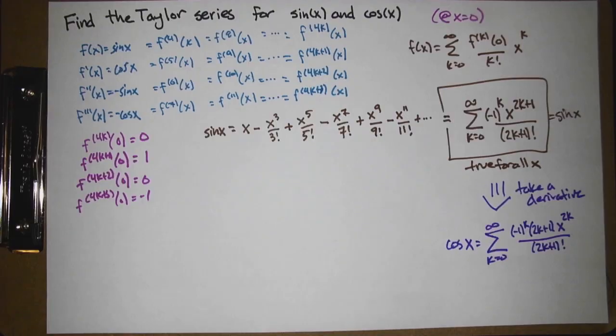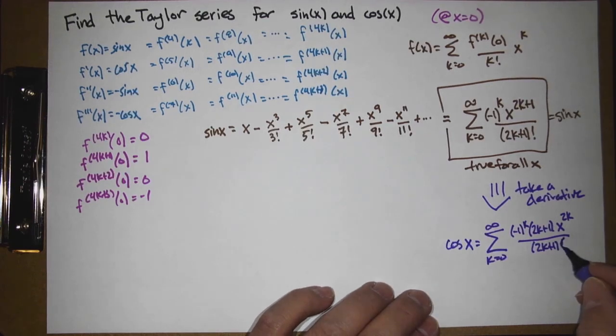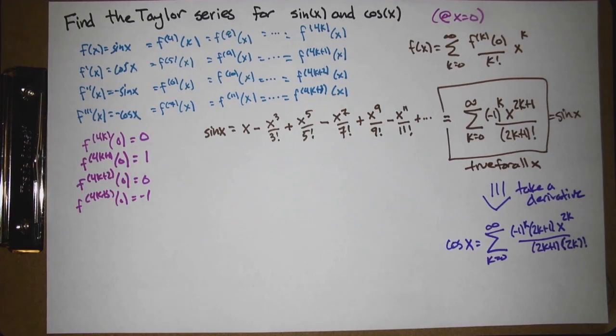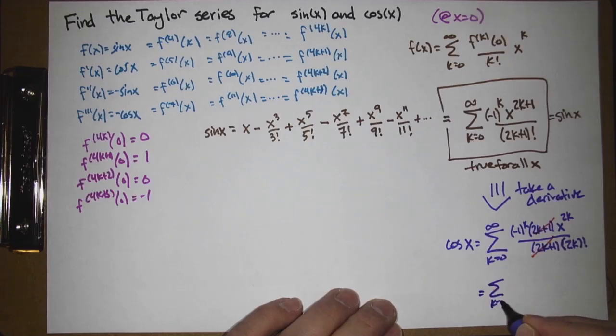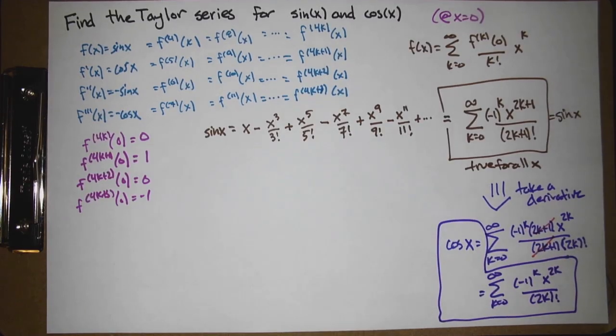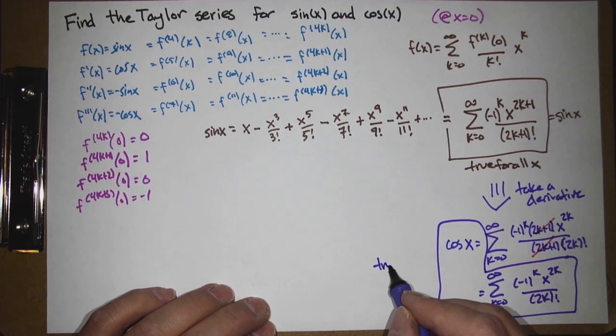But is there another way to write 2k plus 1 factorial? Let's think about what we've been doing with things like that ratio test. Yes, we can pull out a term and write it as 2k plus 1 times 2k factorial. And as if it was meant to be, those cancel out. And we get the following. So cosine is the sum, 0 to infinity, minus 1 to the k, x to 2k, divided by 2k factorial. When will this hold? This will be true for all x.